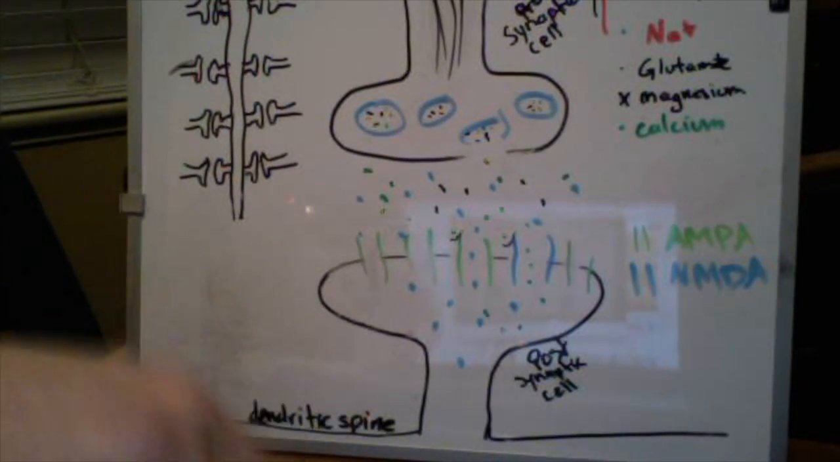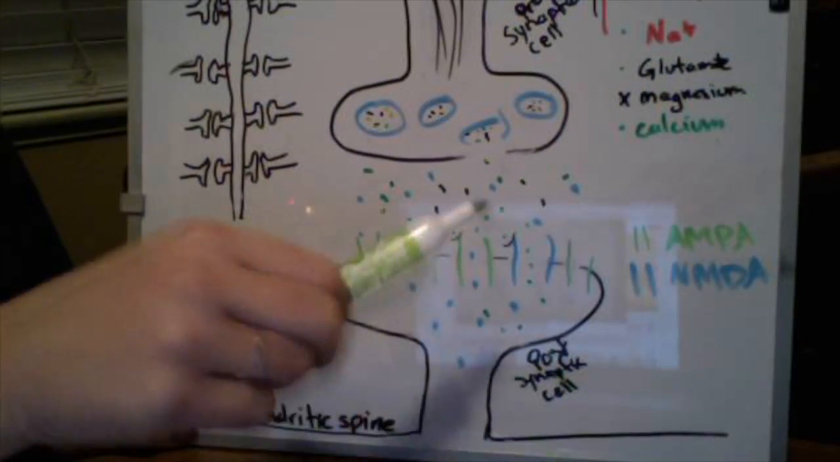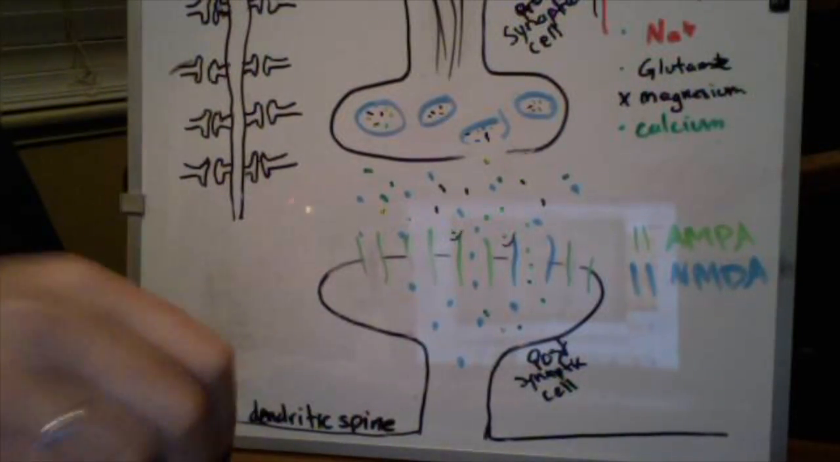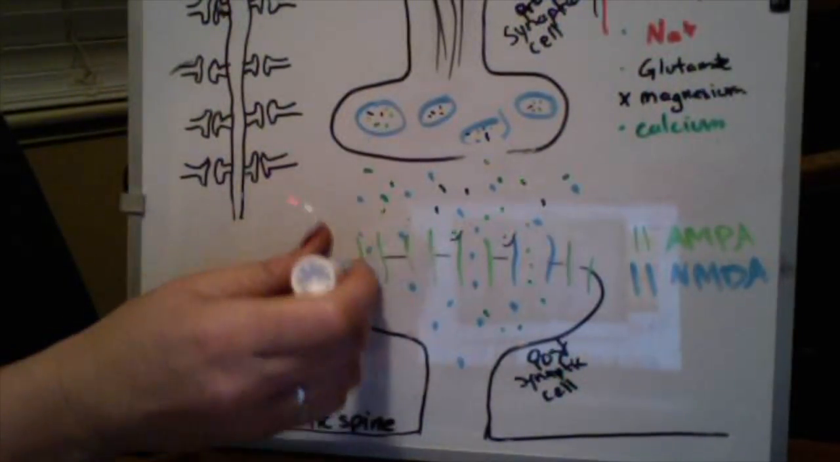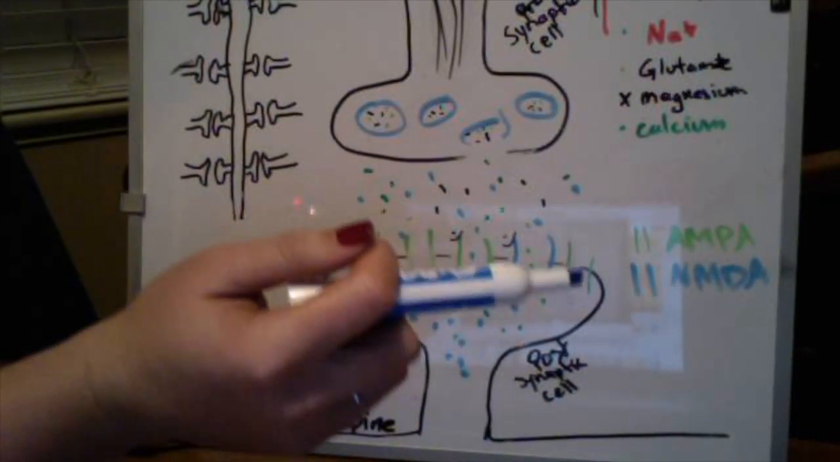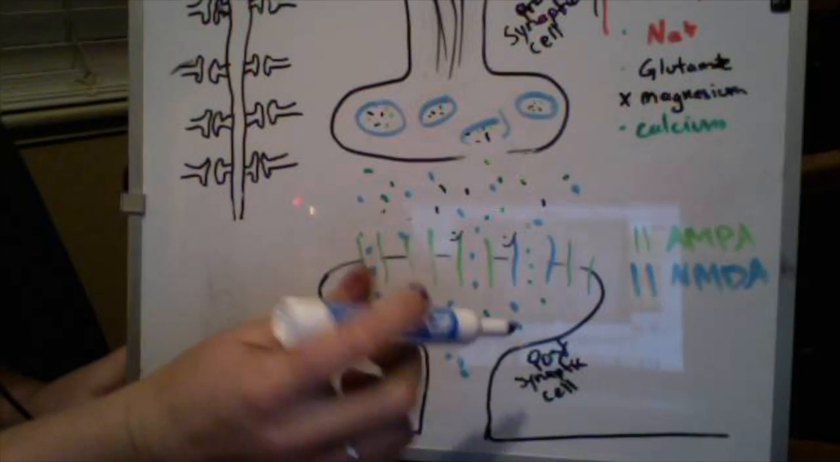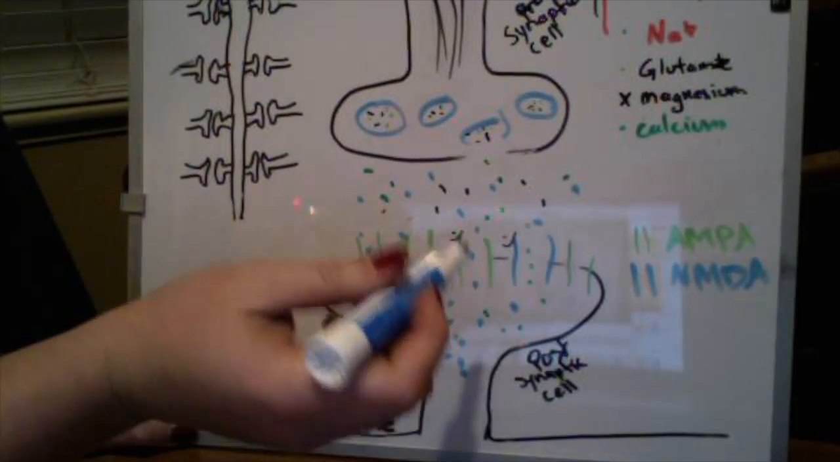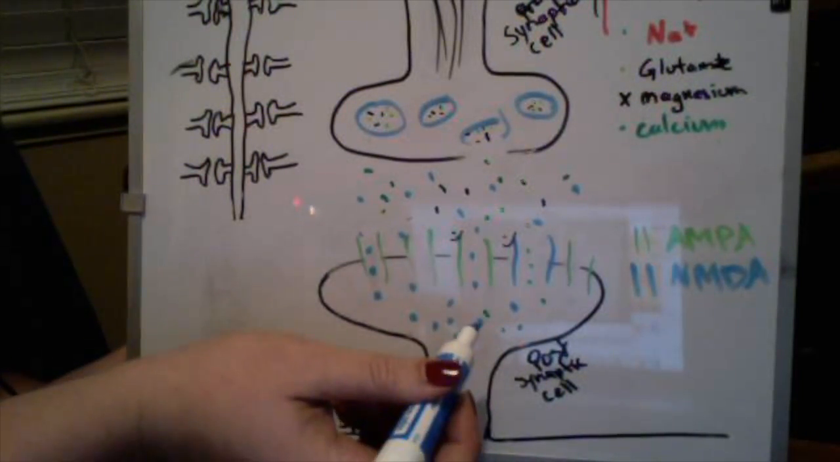The more sodium inflow that's caused by all of these AMPA receptors, all this sodium that's flowing into the cell causes more depolarization and a higher probability of the postsynaptic cell firing.